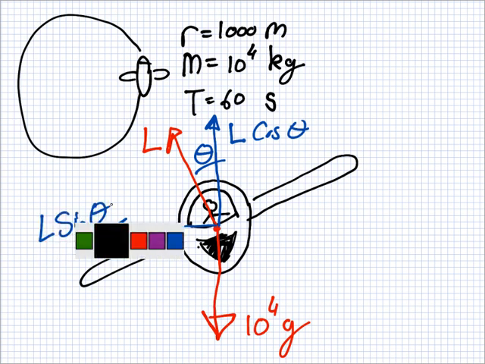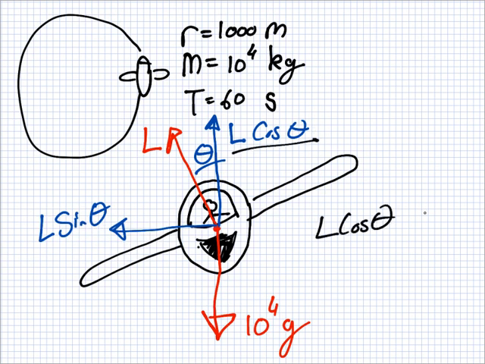Okay, now what do we know about L cos theta? Somebody tell me why we know L cos theta equals mg. Yeah, but why should they be equal? Exactly. If the L cos theta was bigger, the plane would be rising. If it was smaller, it'd be descending. So they have to be equal. Okay, so we're happy with that.